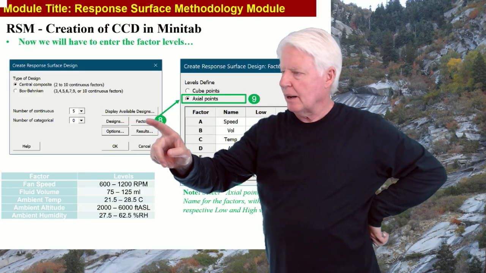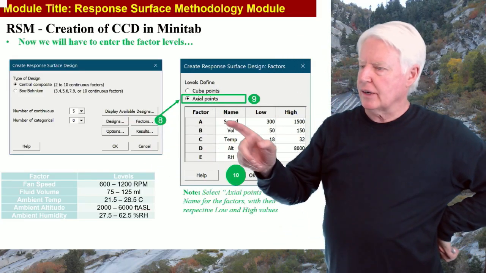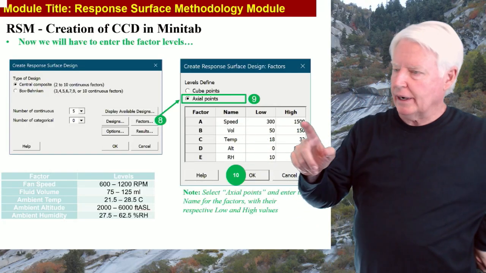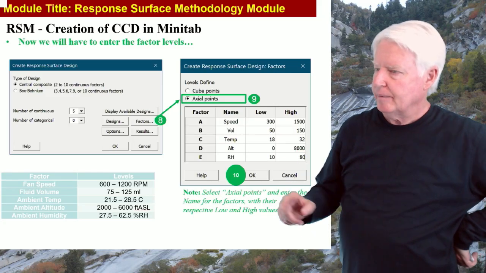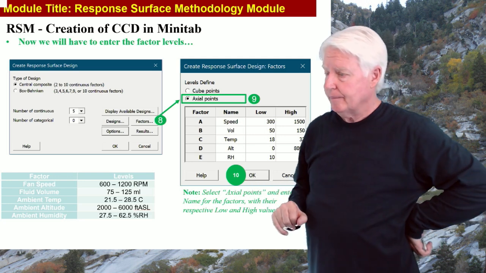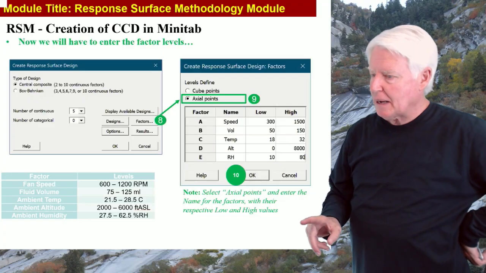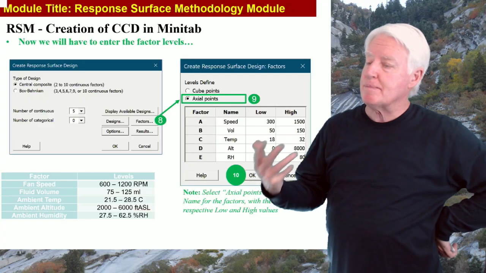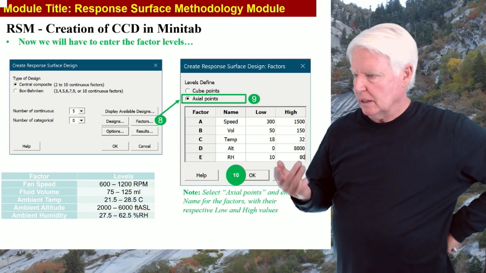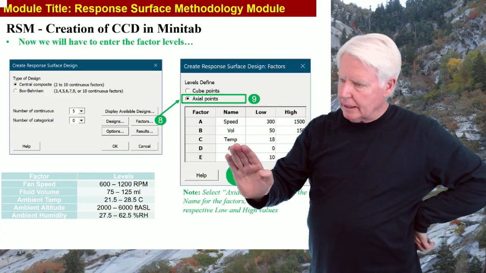We have our variables. Now we're going to go into factors, go to axial points, and here's our factors. The 5 there, the low and high for each of those that we talked about earlier. Then 10, once you have that in, you can go OK. Remember, we're starting from scratch here. Note, select axial points and enter the name for the factor and their respective low and high values. Remember, you've already put in alpha, how far your axial points are going to be away from the center. It was 2. So just remember that. Here's our levels again. I just put them here to remind you where we're getting these from.